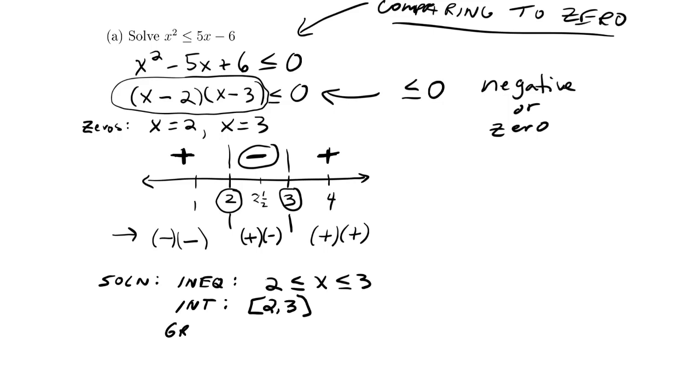And in a graph notation, that would simply be a number line, 1, 2, 3, 4. That would be 2 including 2, 3 including 3, everything in between, or if you like bracket to bracket. And there's my solution.